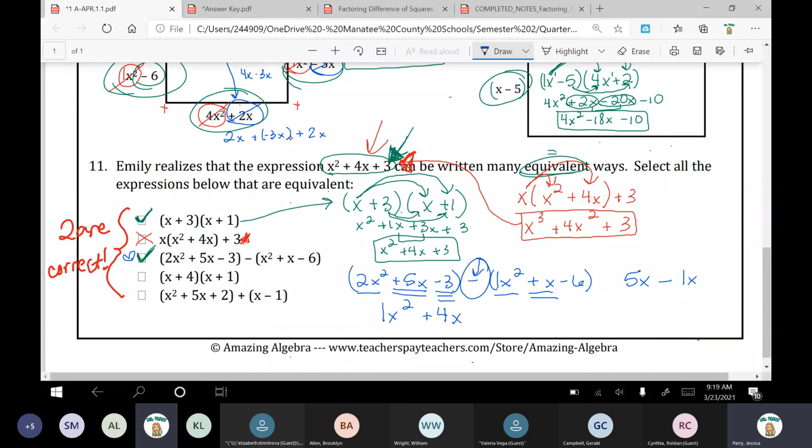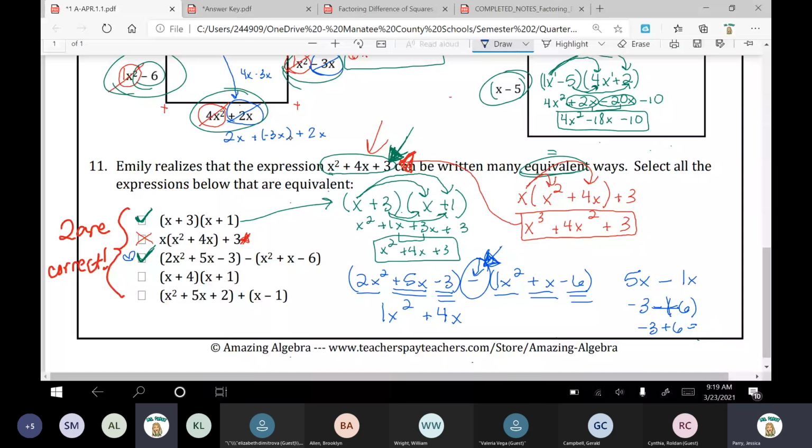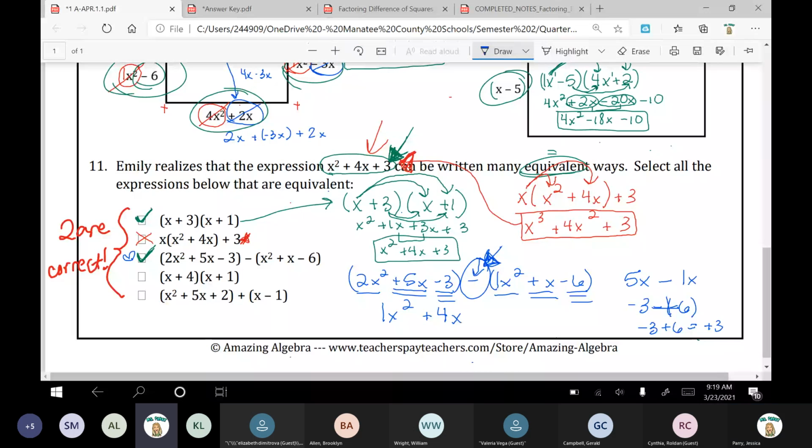And then our last one, 1, 2, 3, 1, 2, 3. We have negative 3 minus, be careful with the minus, it's negative 6. But be careful, minus a negative really turns into a positive. So it's really negative 3 plus 6, which is positive 3. So here's my plus 3.